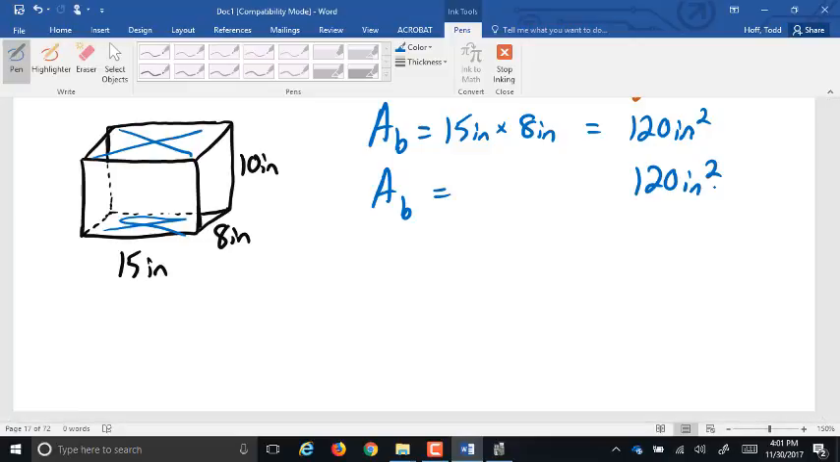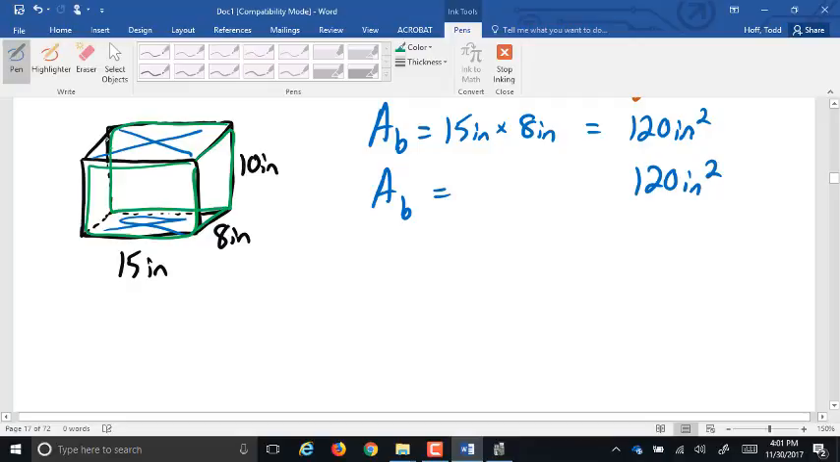Now we have those lateral surfaces that we need to find the area of. We could find the area of each of these rectangles separately if we wanted to, and that would work out just fine for the box. But for other shapes, it might not be as easy. So what I'm going to do, just like I did in my illustration up above, is fold those out.